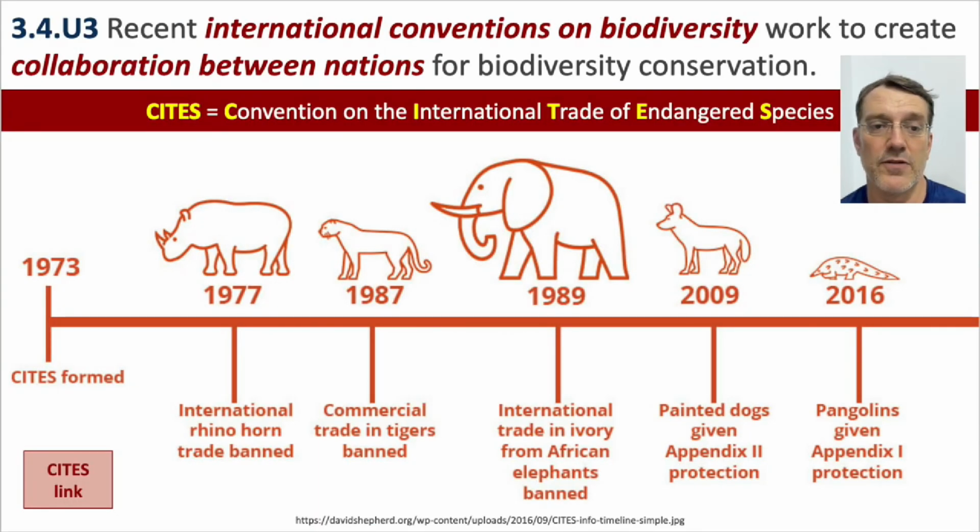International conventions on biodiversity create collaboration among nations. One of the most famous conventions that you'll encounter in the ESS syllabus is CITES, the Convention on the International Trade of Endangered Species. This came into effect in the 1970s and has actually been quite successful, particularly in combating the poaching of elephants and rhinos in East Africa.